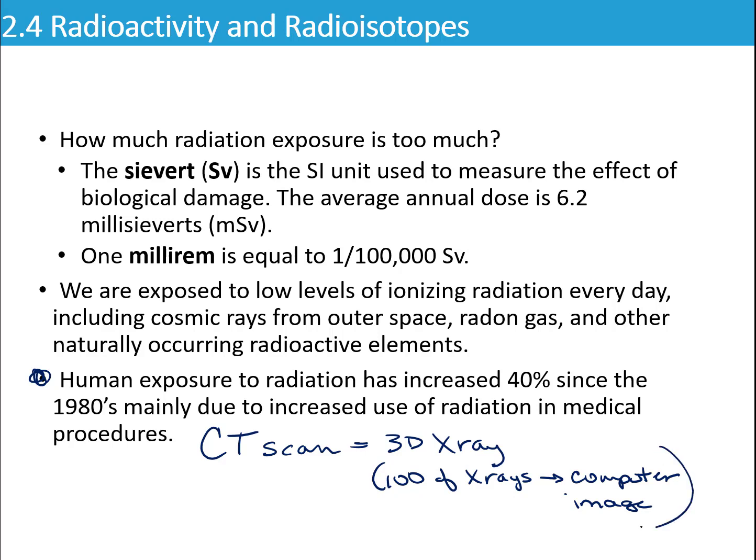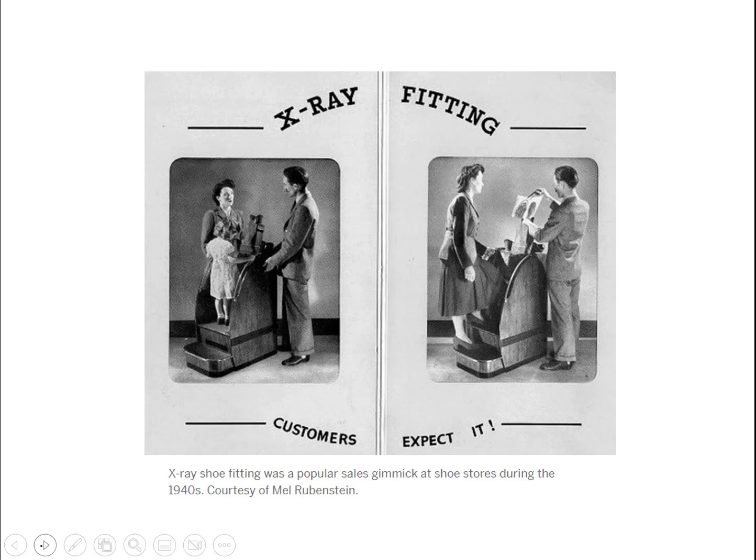Okay, so that's really the only difference between an X-ray and a CT scan. An X-ray is just a single film. CT scans are where they do lots of X-rays from different positions, and that's going to give you a three-dimensional view. So, interesting thing, in the 1940s, they actually used to have X-ray machines in shoe stores. So the X-ray machine, like see the little kid standing up there, was in the bottom of this little platform.